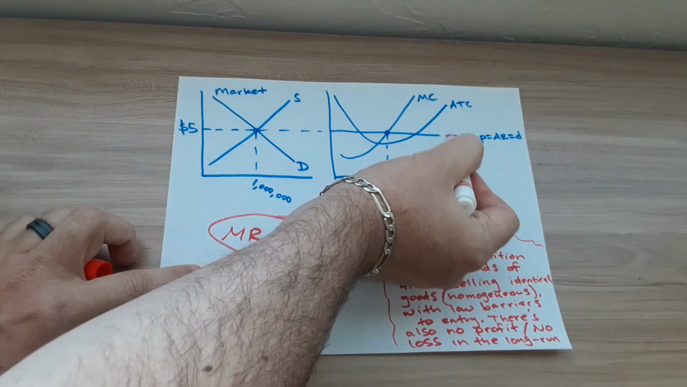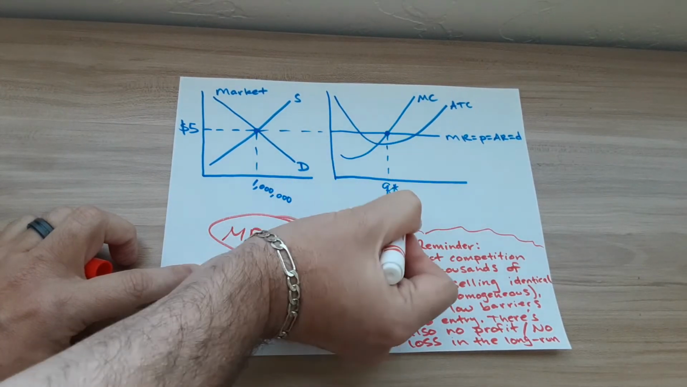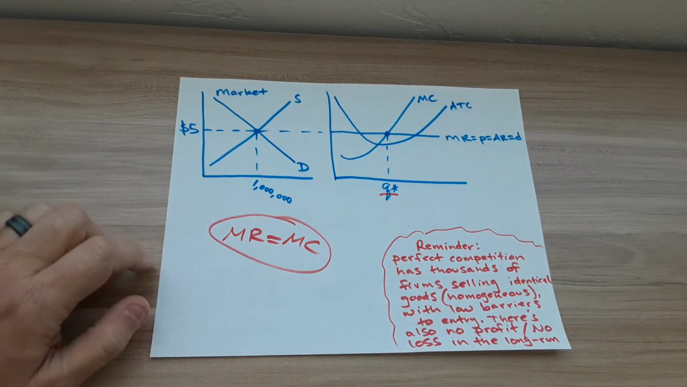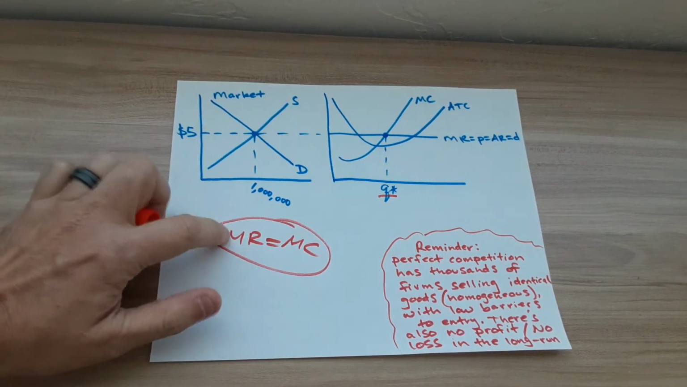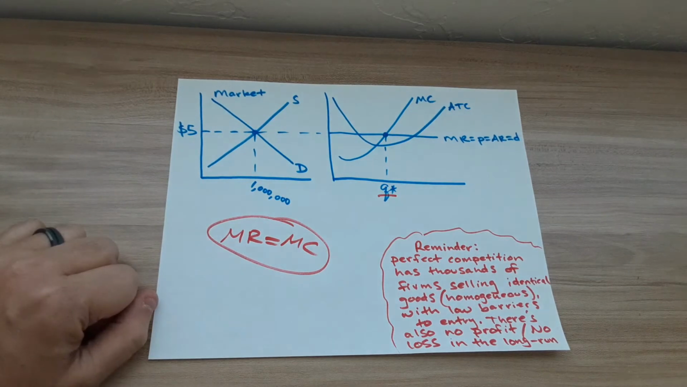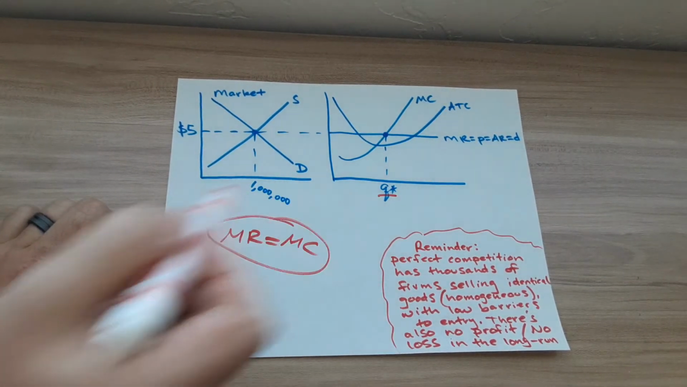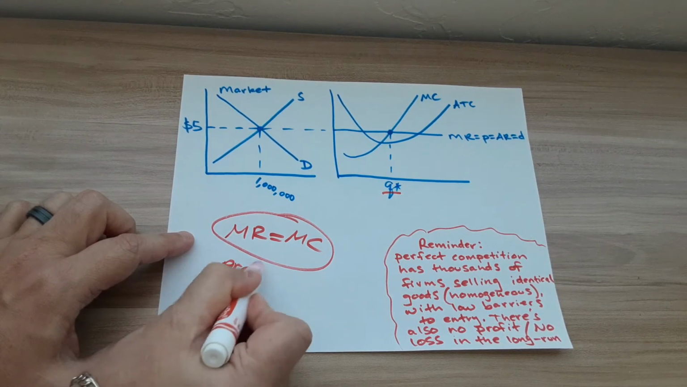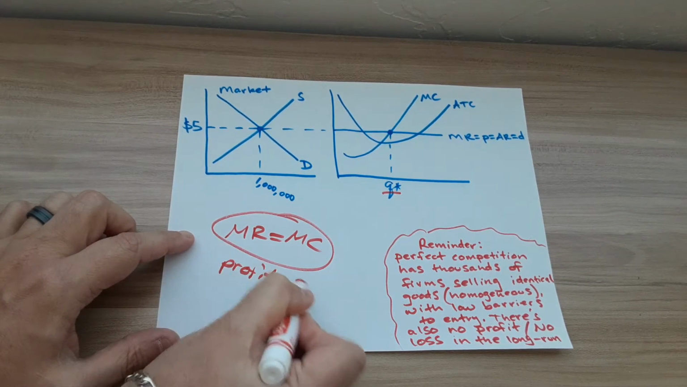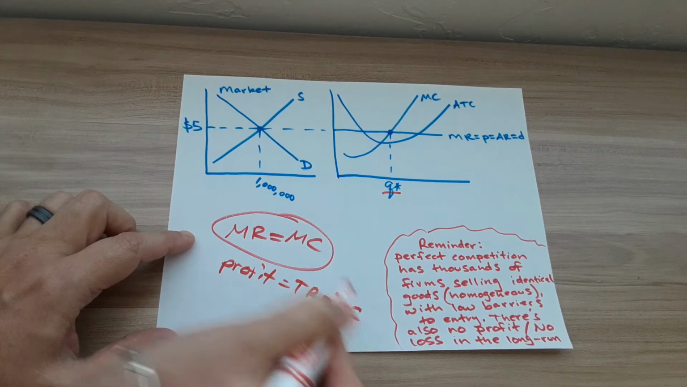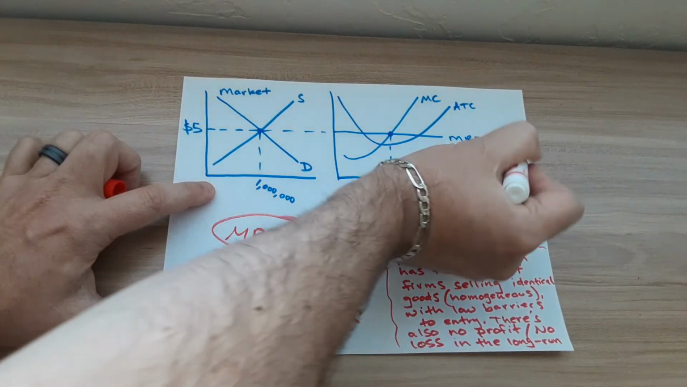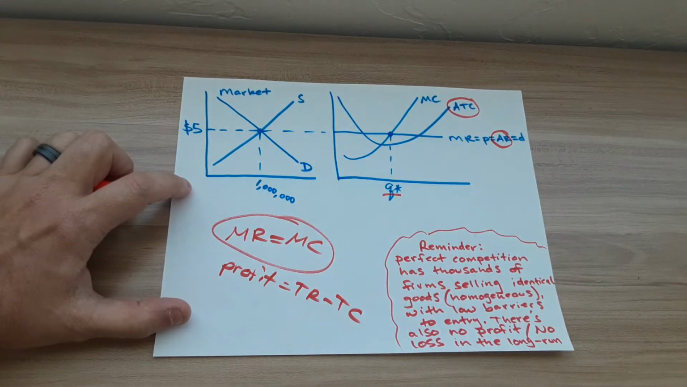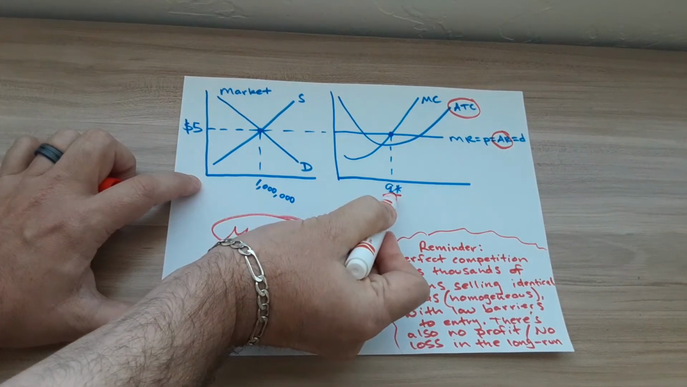So here's MR, here's MC, and I put a dot there. I trace down, there's the quantity that's going to maximize profit. That's based off of MR equals MC. Again, maybe the most important rule in economics. Now, we also want to find in this graph the profit. Profit is total revenue minus total cost. On this graph, I have the average revenue and I have the average total cost. So I want to find the difference between those two things from Q star.